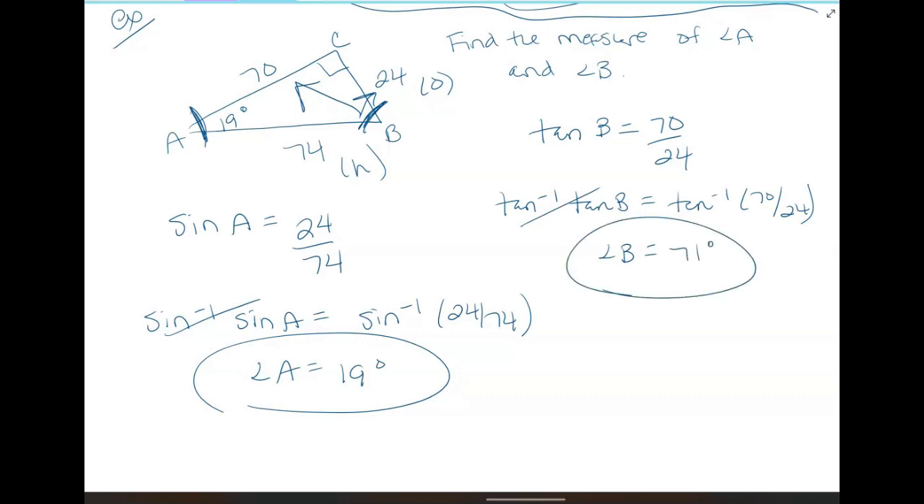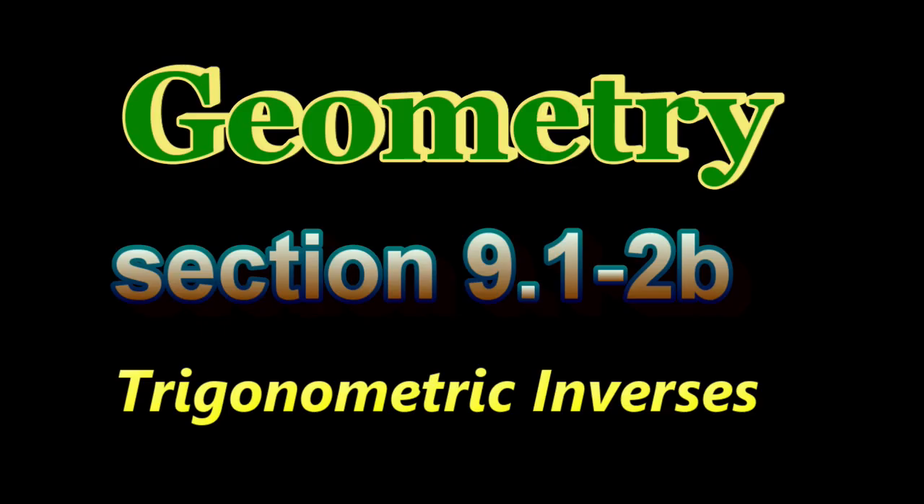All right, so just pay attention to your directions. Make sure that you're identifying your side relationships correctly and that you have a calculator, and you will be good to go. So finish up your notes, read through the examples again, and begin your assignment.